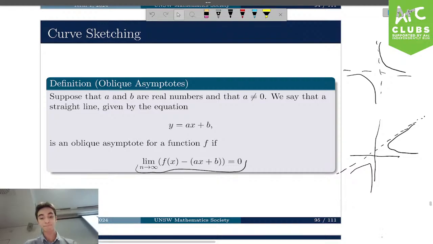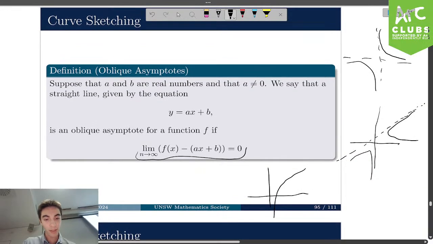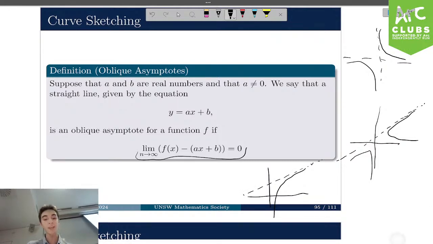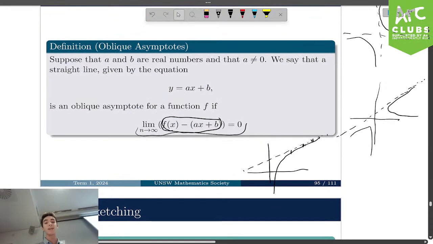And what this means is that here's our function, right? And say we're proposing that it has this oblique asymptote, this straight line. If that straight line is indeed an asymptote of this function, then you should expect that it gets closer and closer to that line, right? So this difference in the value between the function and the line should get smaller and smaller. And that difference is actually this expression here, right? You want that difference to go to 0. And so that's why that's our criteria for the function having an oblique asymptote, okay?